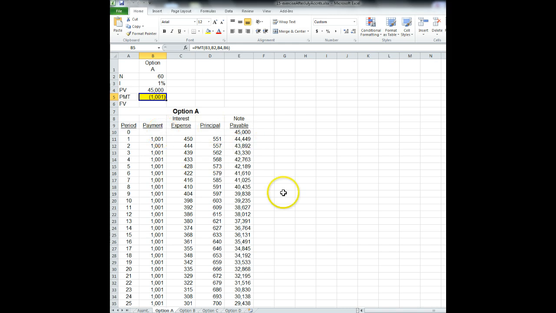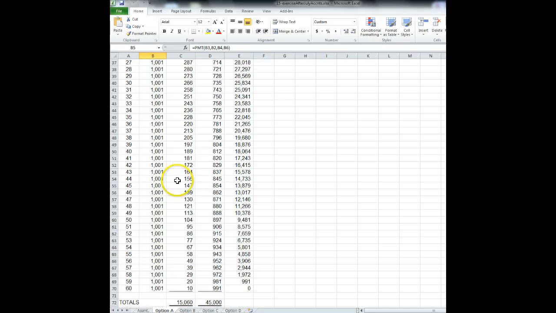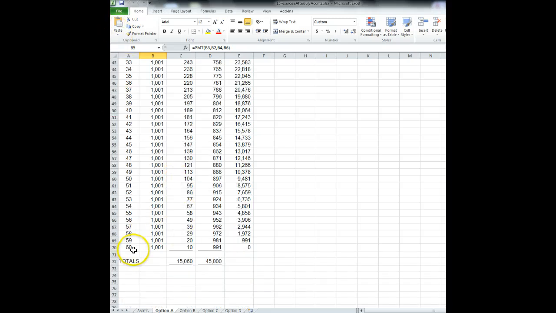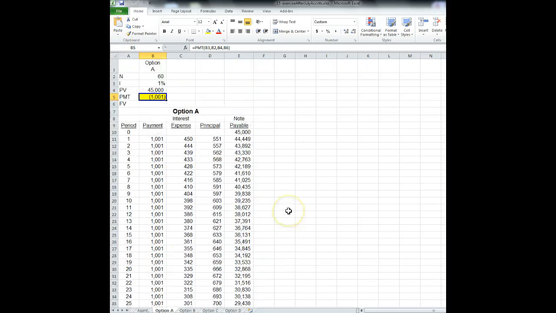And then you're just doing a loan amortization schedule. If it's 5 years, that will be 60 months. So schedule out your 60 months and then figure out your interest payment of $1,001. The interest expense is going to be 1% of your beginning notes payable. Of the $1,001, if $450 is for interest, then the remaining $551 is for principal.